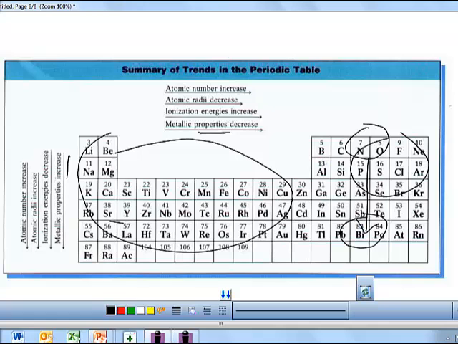So that is the rest of the trends. You will need to know these, the reasons for them all, and how they work.